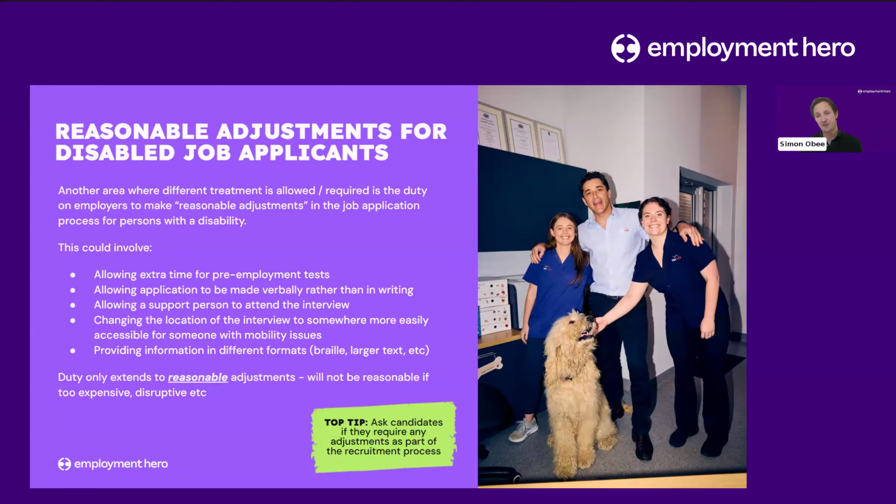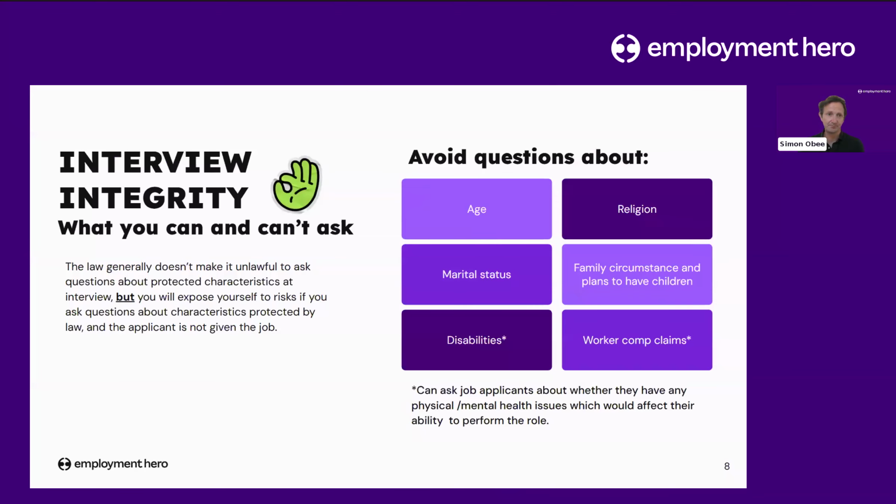A top tip in this area is to make sure that as part of your recruitment process, either in the job ad itself or in information that you send out once people have applied for the role, you ask candidates if they require any adjustment to the recruitment process, and get their suggestions. That is going to put you on the front foot for making sure that you comply with your obligations in this area. Okay, so let's keep going.